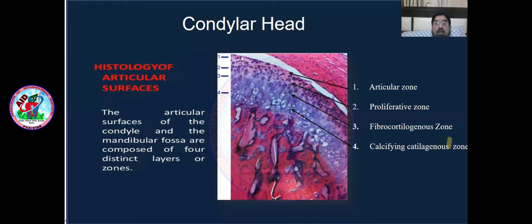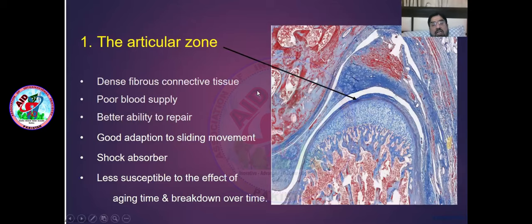Now, number one is the dense fibrous connective tissue. This is the condyle, that is the articular cartilage, and that is the temporal bone. I am talking of the condyle. The condyle's most superior surface is dense fibrous connective tissue, having very little blood supply. It has better ability to repair. Why? Because there are clusters of fibroblasts present there, and there is always a reparative phenomenon going on there.